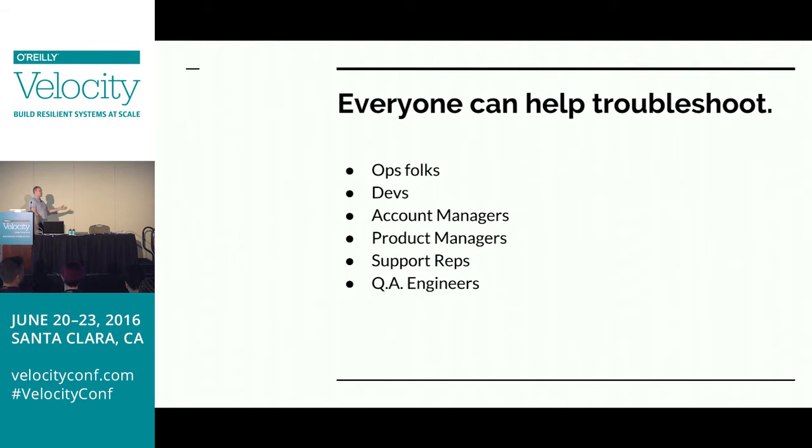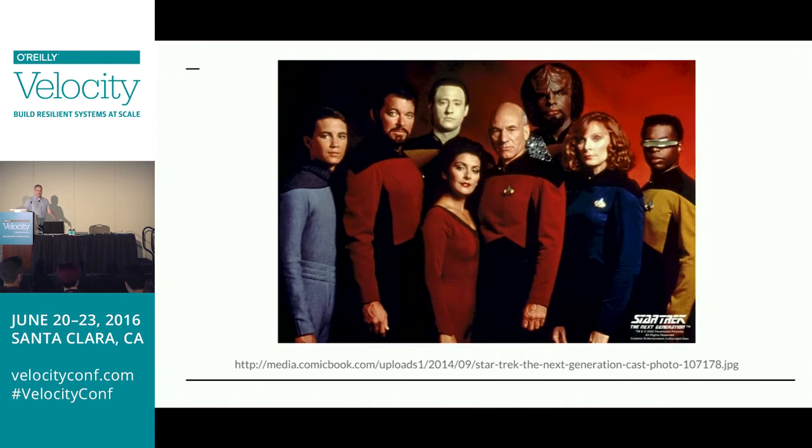You've got all sorts of people in the chat room who can contribute different pieces of information. You've got ops, they know what the system is doing now. You've got devs who know what the system's supposed to be doing. And a lot of people ignore this, but I really like to have account managers, product managers, and support reps in the room helping out. They can help you prioritize the problems that are biggest for the customer and translate things into customer terms. I think that's super important. And whatever, QA engineers, sure.